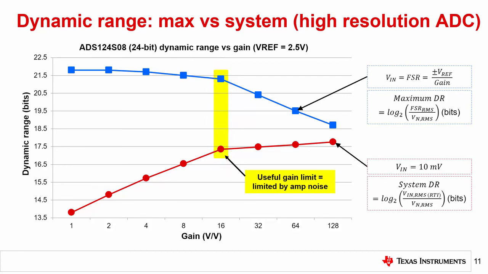This is the ADS124S08's useful gain limit. Unlike the lower resolution ADC, this limit is reached when the amplifier noise begins to dominate, resulting in constant system noise. You could increase the gain beyond this point until you reached the FSR limit, but this provides no meaningful noise reduction or dynamic range improvement.